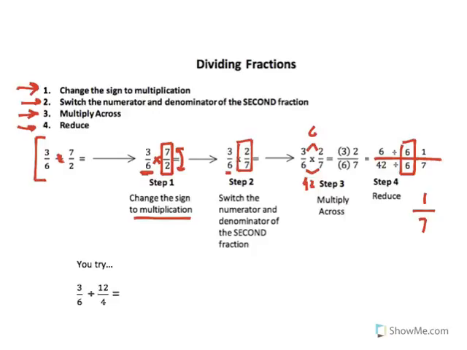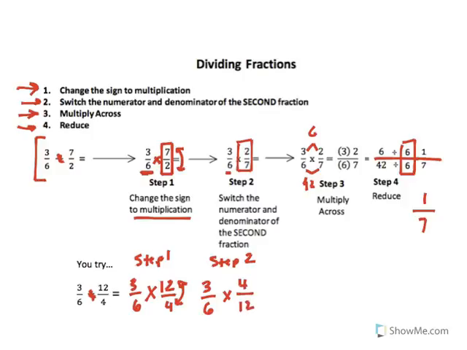Let's try this one down here. 3 over 6 divided by 12 over 4. Step 1. I change the sign to multiplication. I do 3 over 6 times, I got rid of this, 12 over 4. Step 2. The first fraction stays the same. I switch the numerator and denominator of the second fraction, and I get 4 over 12.